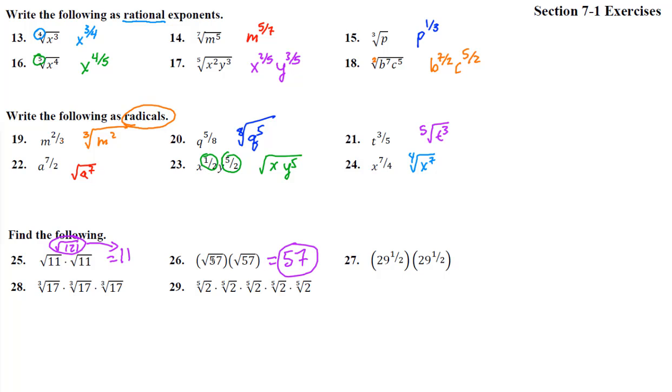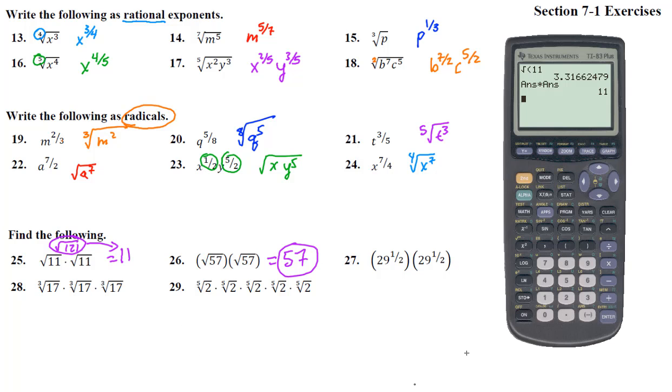Whatever that is, I think it's like 7.6 something. I don't know. Let's punch it out and see what it is. Square root of 57 is 7.5, blah, blah, blah. If we times it by itself, we better get 57 back. Yeah, because that's what the square root of 57 is. It's the number that when you times it by itself, you'll get 57.